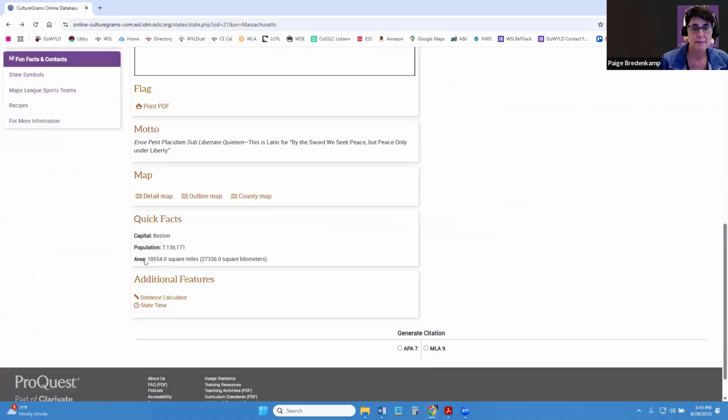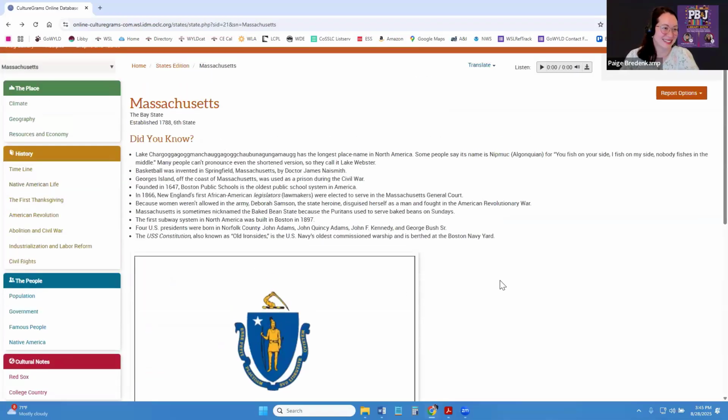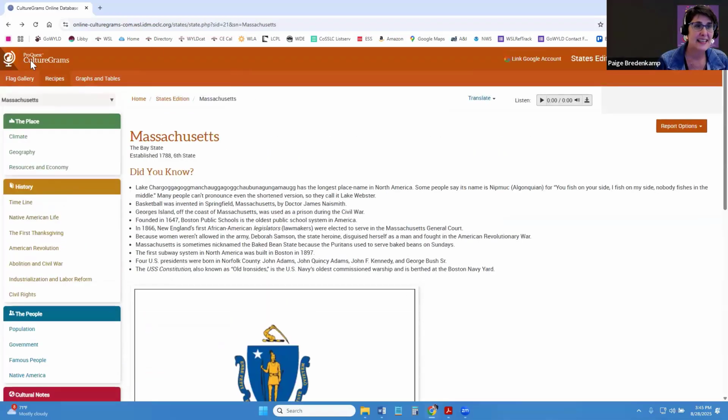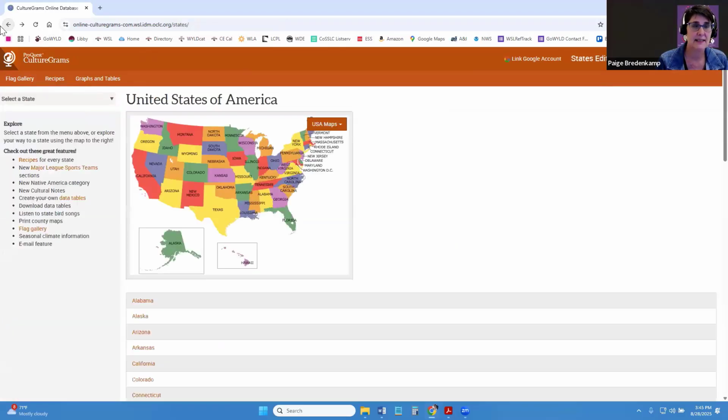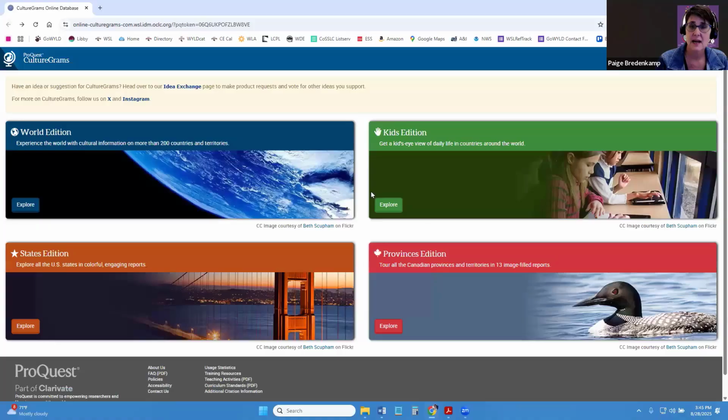And then quick facts, population of Massachusetts is 7,136,171. The capital is Boston, and the population is several times more than the population of Wyoming. Yes. I won't even go into graphs and tables, but that is just a little bit about states.